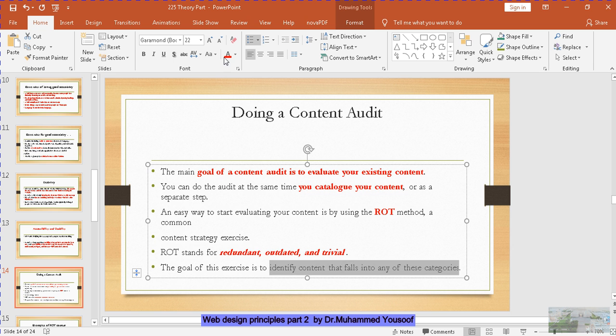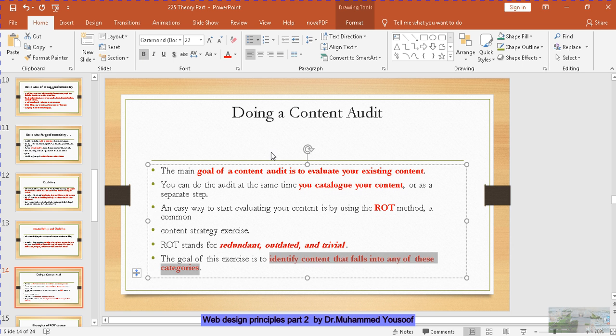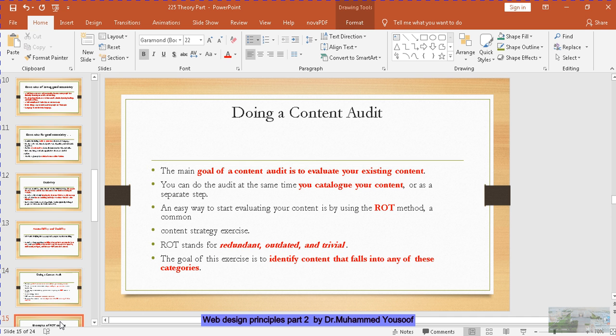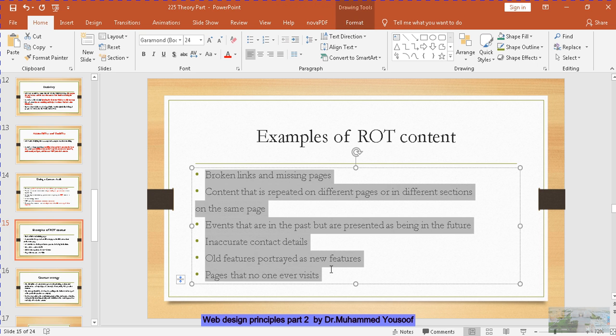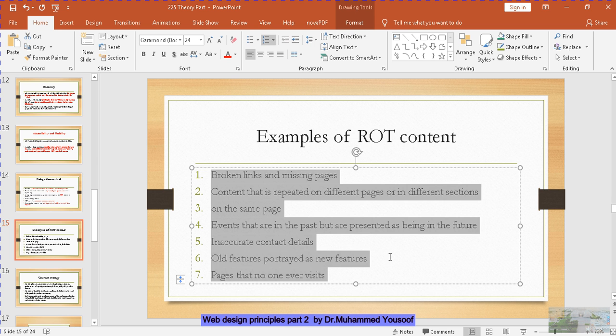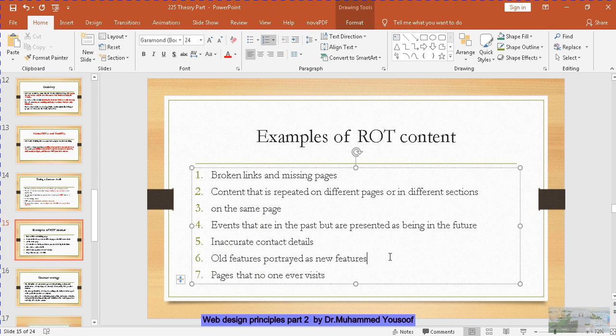What are the three categories? Redundant, outdated, and trivial. It should not be there. I hope it's a simple thing. What are the examples of ROT content? If you like it in the form of a numbered list, there are 7 examples which I have given you.